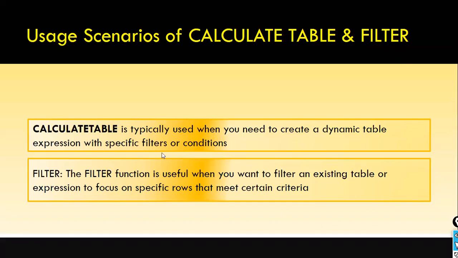That is what we have seen. Calculate table is typically used when you need to create a dynamic table expression with specific filters or conditions, whereas filter is useful when you want to filter an existing table to focus on specific data that meets certain criteria. But the filter function does not override or modify the existing filter context, right? Whereas calculate table replaces the existing filter context. Whatever condition you use here remains as it is, even though a filter comes from your slicer, it still remains constant.